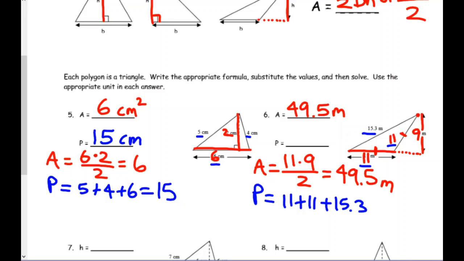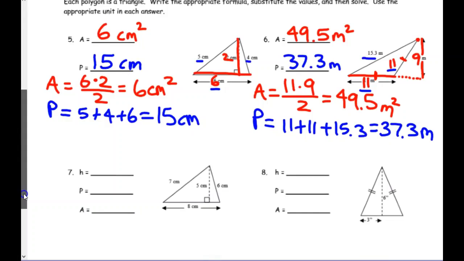So again, when we add up all those sides, we get 37.3 meters, okay? And let me go back in time here and add a little squared, because I don't want to forget that. My bad. Make sure we put them over here too. Let's be consistent. Mr. G, you've been goofing up. All right, here we go. So 37.3 meters. So far so good on triangles.